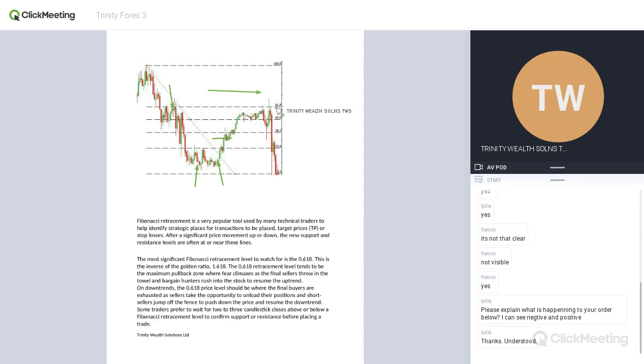Sorry, resistance here, where we have Fibonacci 61.8. We have some support here, where Fibonacci 50 came in. Again, that asserts support here, support here.